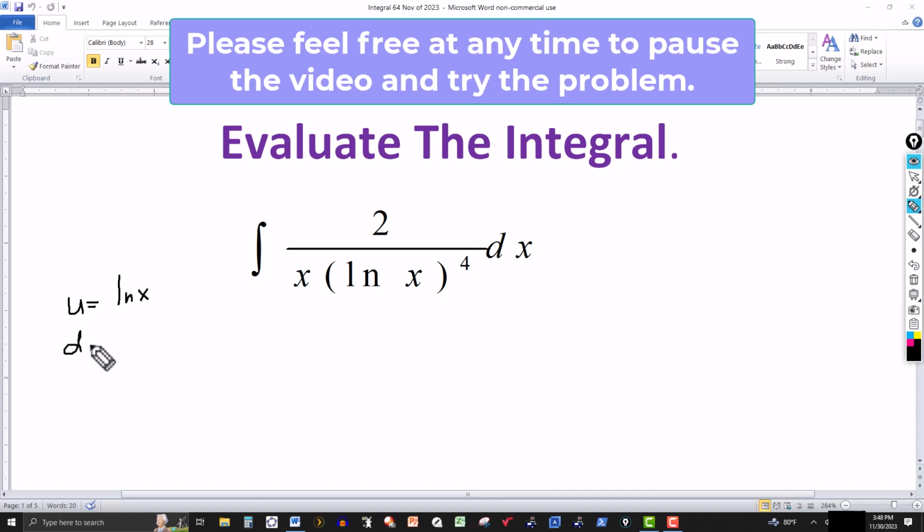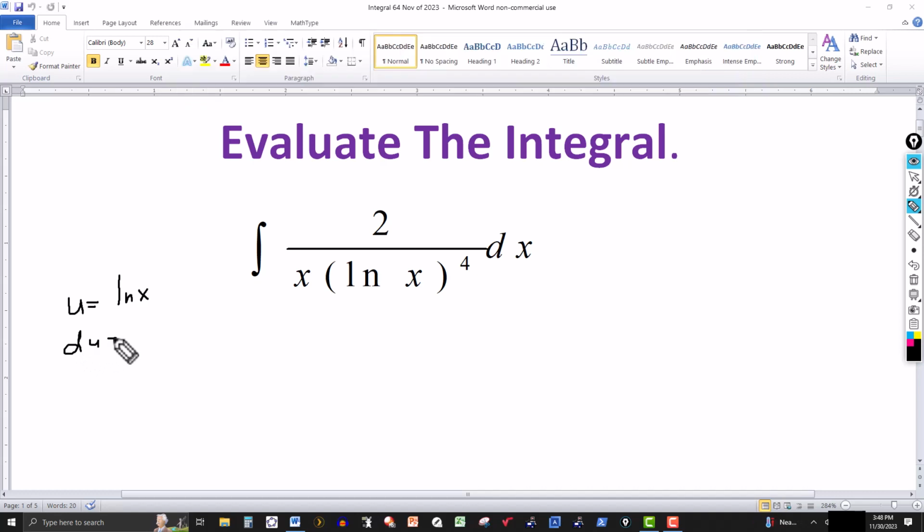So then du would equal the derivative of ln of x, which would be 1 over x dx. And I notice here I have a dx over x. I can move this over here. You have to be able to see that in order to select the best u-substitution that will give you an easier way to evaluate the integral.